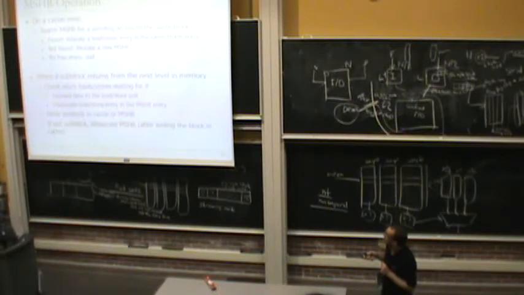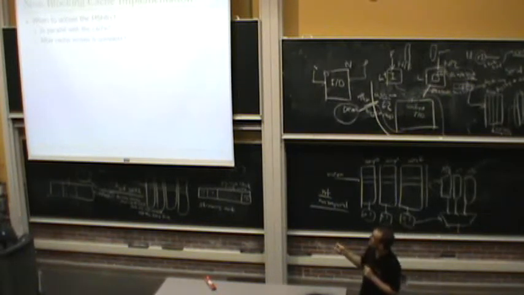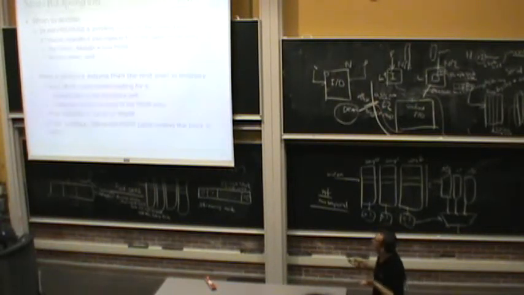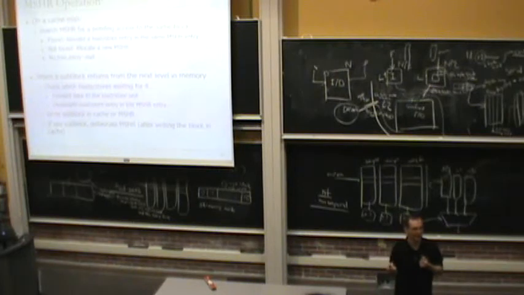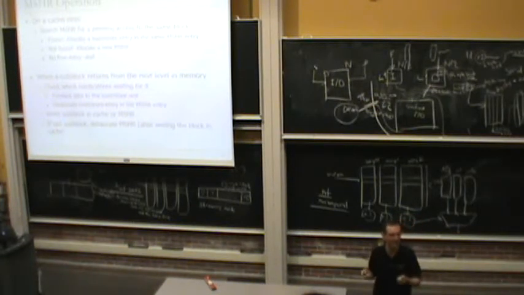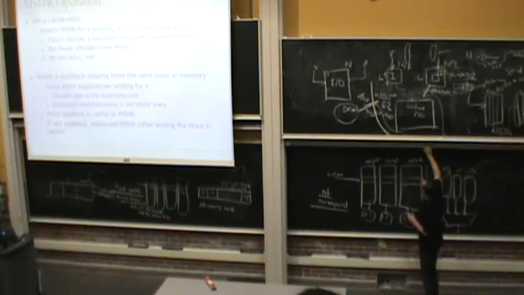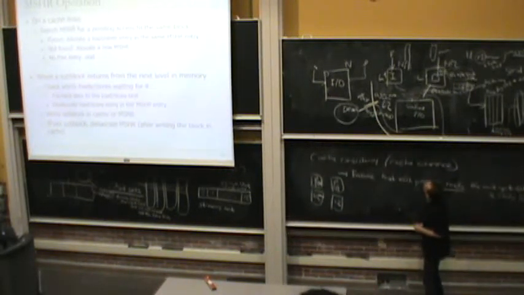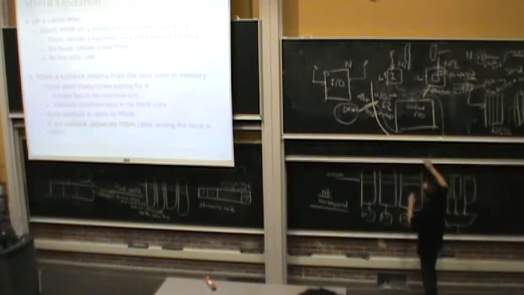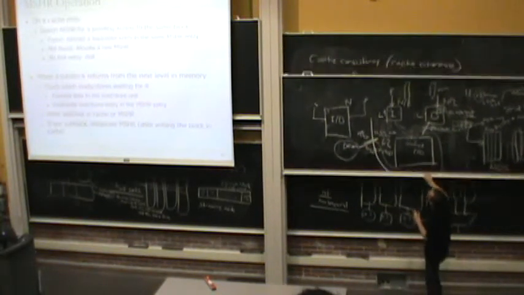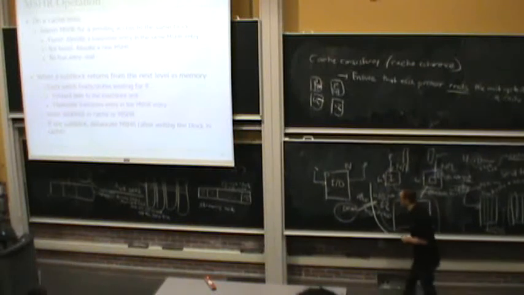Okay. So there are design choices. When do you access these MSHRs? Do you access them in parallel with the cache or after cache access is complete? Well, these are tracking misses, right? Cache misses. So there's no reason to access them in parallel with the cache. If you access them in parallel with the cache, now you're putting something on the critical path, or your potential critical path, that's really not supposed to be there.